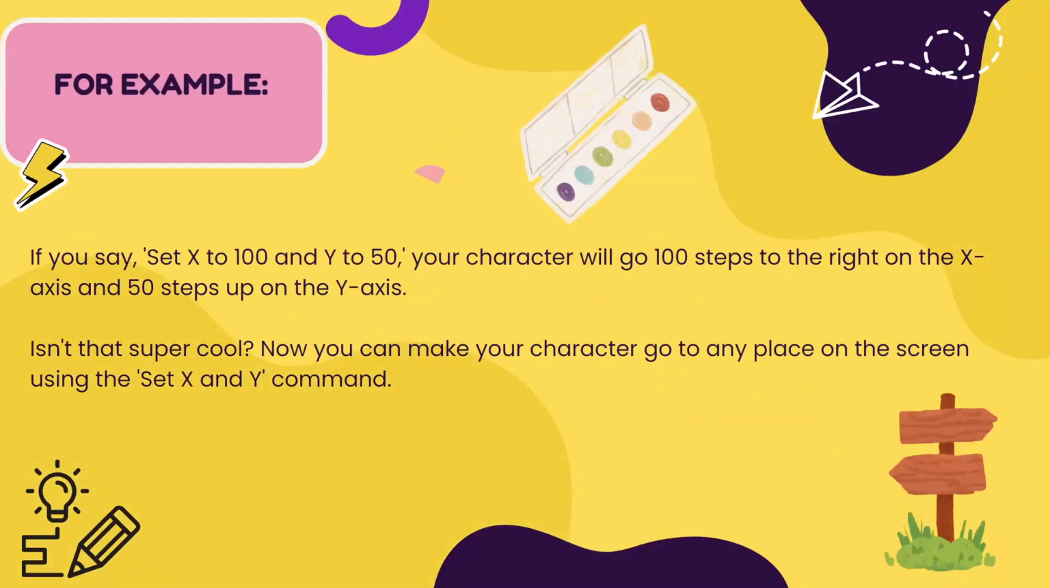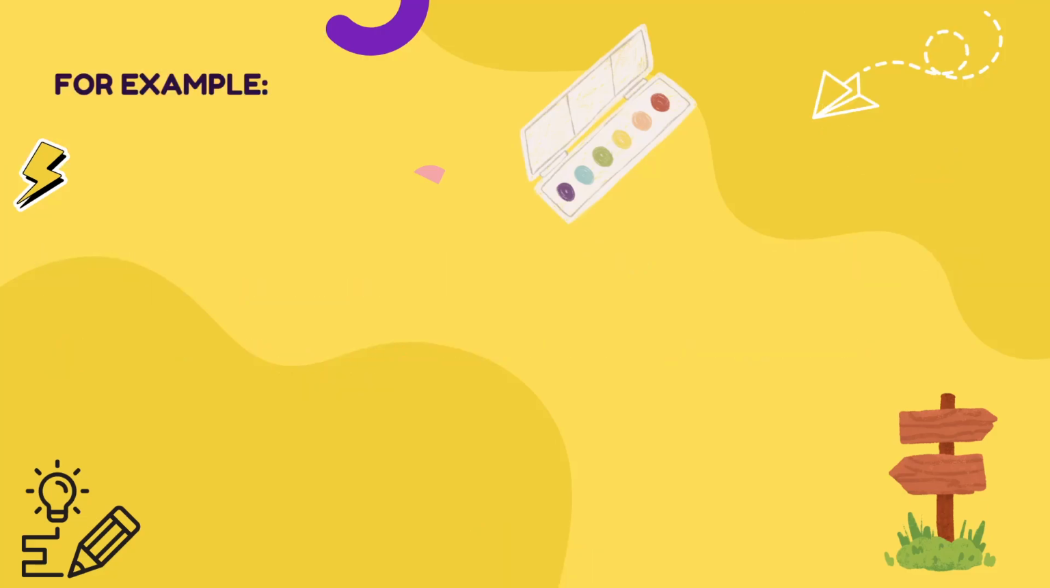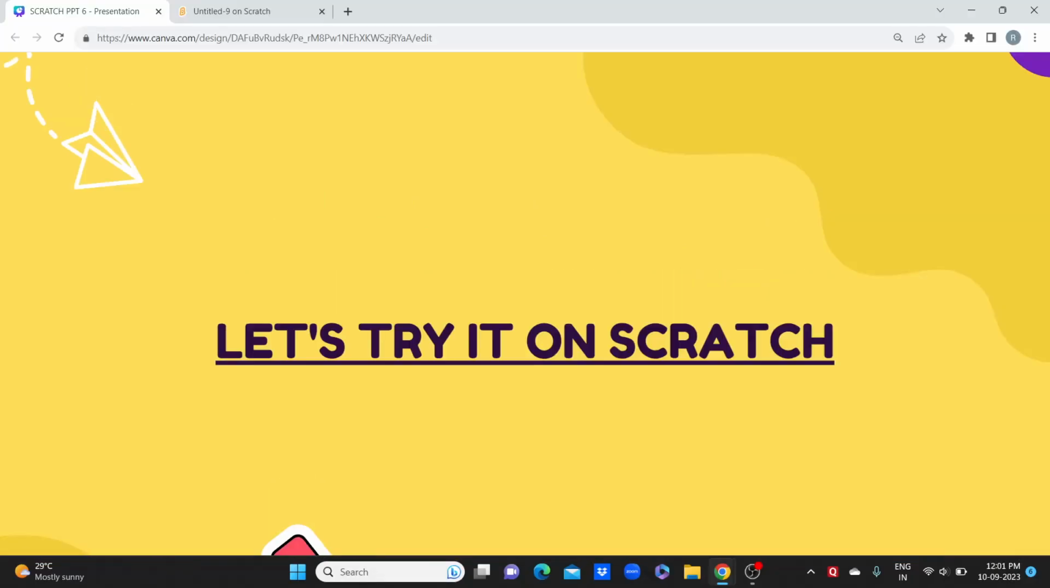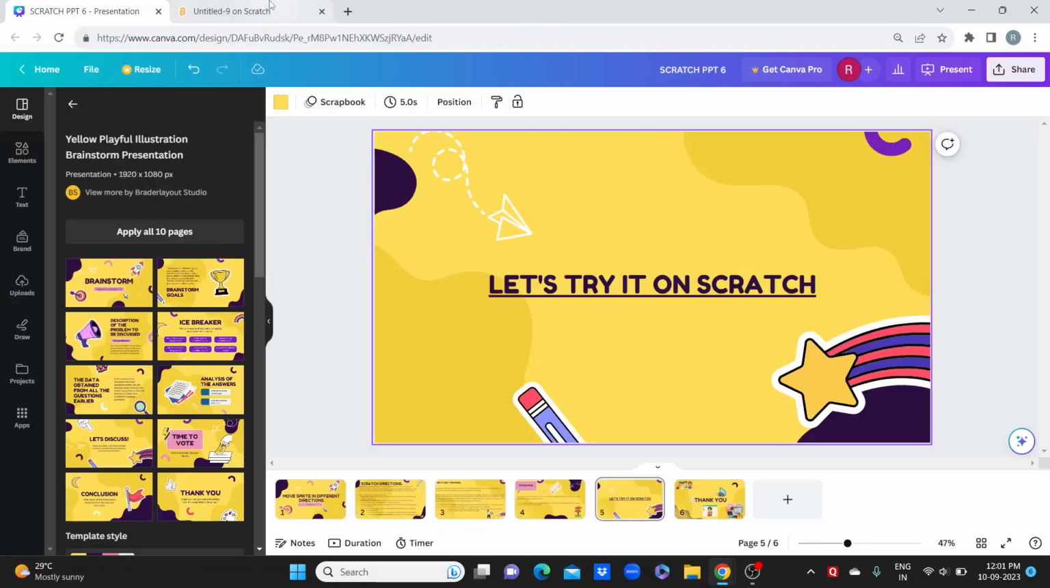If you say set x to 100 and y to 50, your character will go 100 steps to the right, that is x, and 50 steps on the y axis. So isn't that super cool? You give the position and your sprite reaches there. Can we explore this on Scratch? Let's try. It will be much easier if you do it on the Scratch.